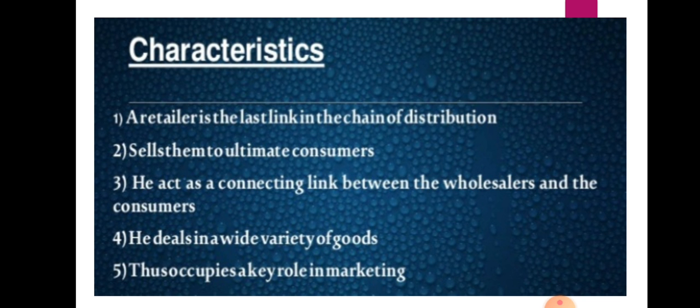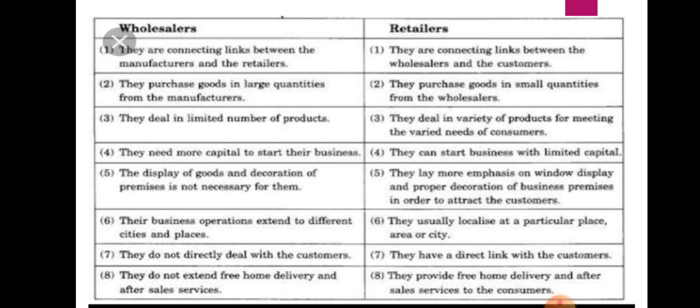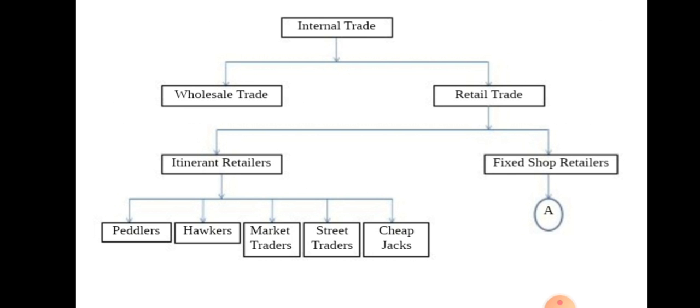Now next in your book the functions of a retailer and services rendered by the retailer are given. That is not in your syllabus. Next we will study types of retailers. Now when we talk about retailers, who are the retailers? Those who are involved in retail trade are known as retailers. Retailers are the persons who buy and sell things in small quantities. We can classify retail trade into two categories, or we can say there are two types of retailers, that is itinerant retailers and fixed shop retailers.